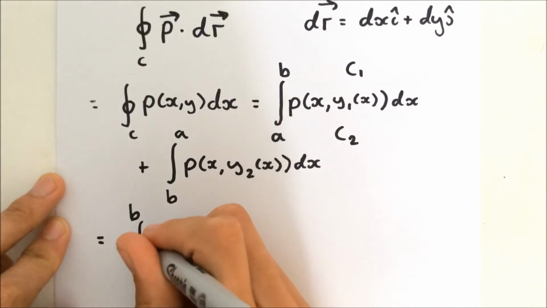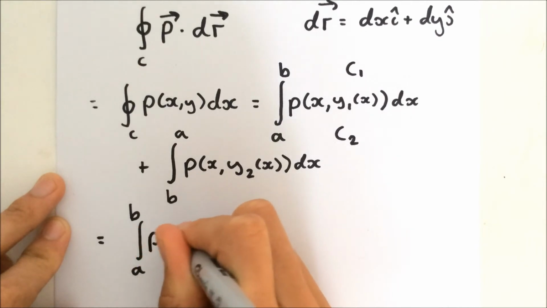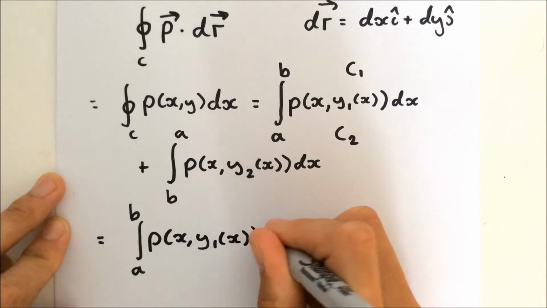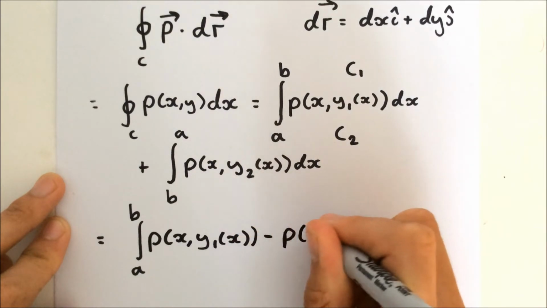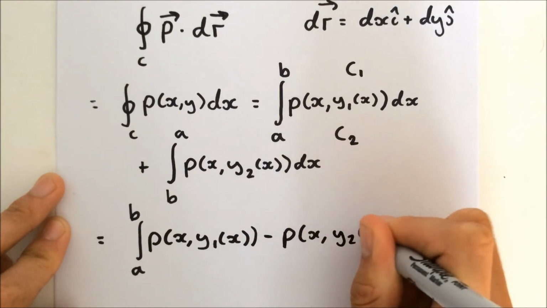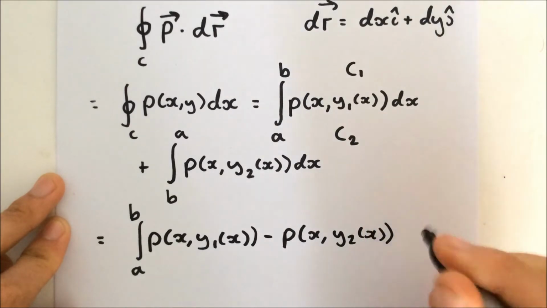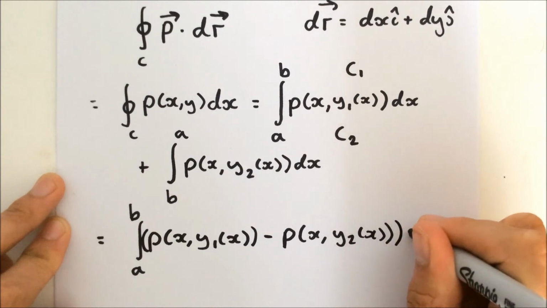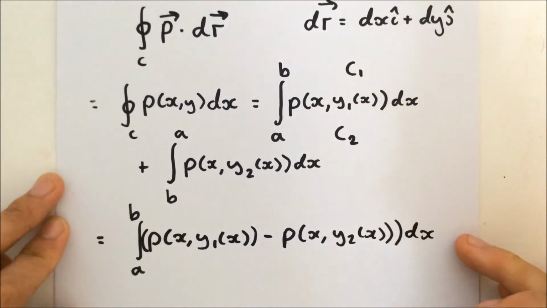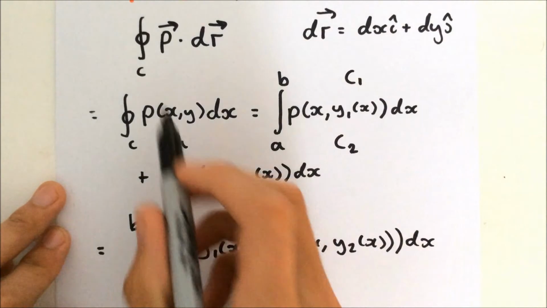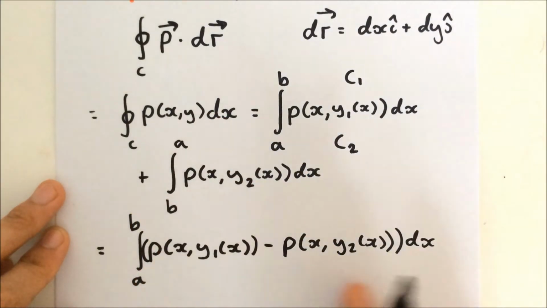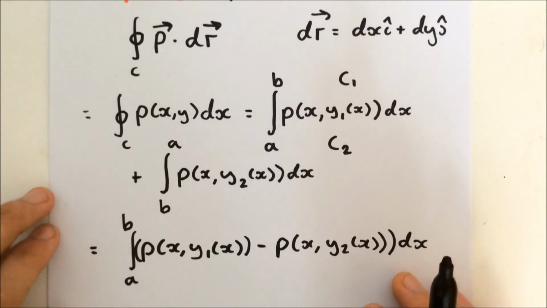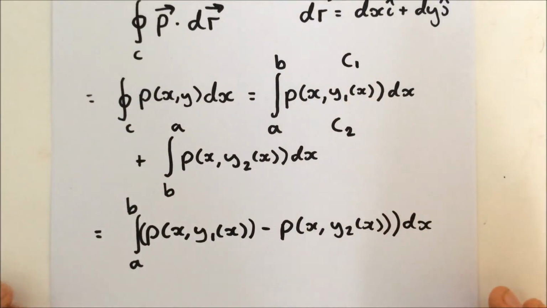So the total integral becomes P(x, y1(x)) minus P(x, y2(x)), and then we have to put that all in brackets to get dx on the end, like so. So our line integral we have here has now become this. We've split it into the curves C1 and C2, and we've combined the integrals.